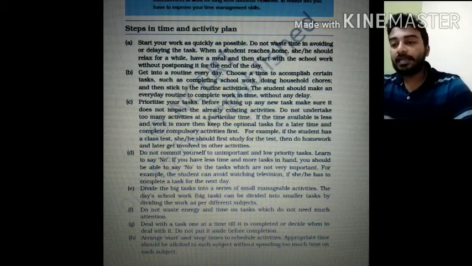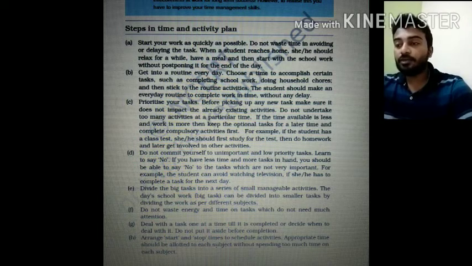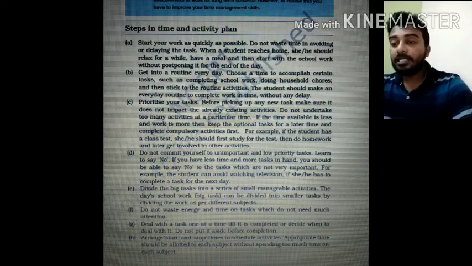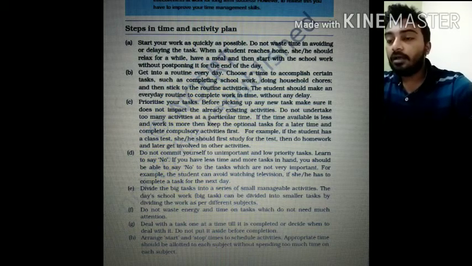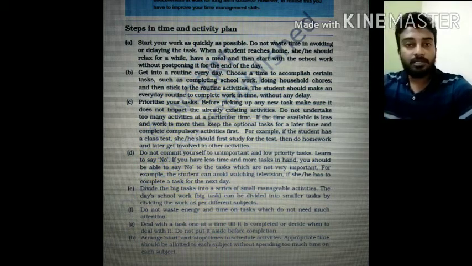Do not waste energy and time on tasks which do not need much attention. This is a very important one. Deal with the task one at a time till it is completed, or decide when to deal with it. Do not put it aside before completion. Arrange start and stop times to schedule activities. Appropriate time should be allotted to each subject without spending too much time on any one subject.